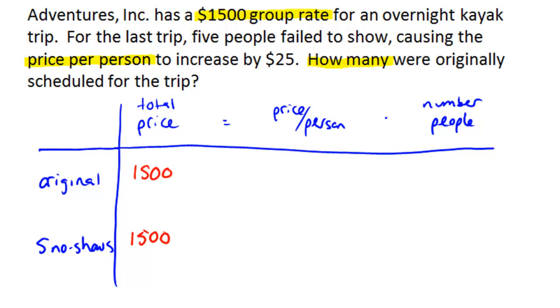Our variable could either be one of the price per person or the number of people. Since the question asks how many people were originally scheduled for the trip, I'm going to use that as my variable. Then the number of people when 5 have failed to show is going to be x minus 5. The price per person then is going to be the total price in each case divided by the number of people. So 1,500 divided by x in the first case, and 1,500 divided by x minus 5 in the second.